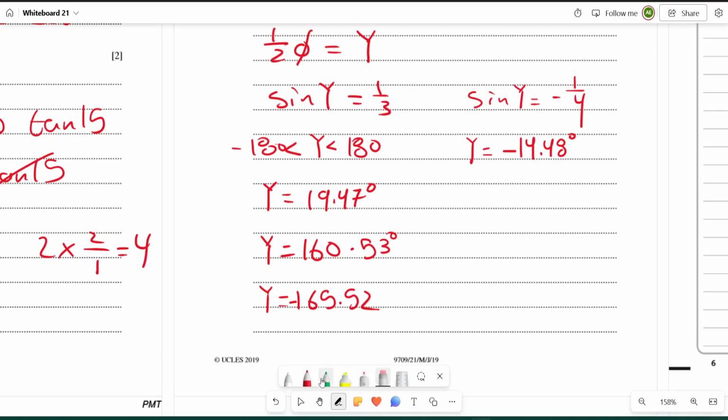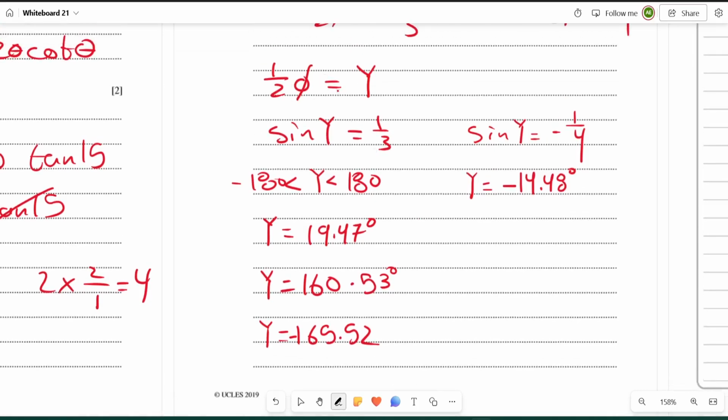Am I done? No, the question asks for the solution for theta, so we need to get, sorry, phi, it's not theta, this is phi. So phi is basically equal 2 times y. So here, if y is 19.47, phi is going to be 19.47 times 2, which is around 39 degrees. Here, phi is going to equal 160.53 times 2, which is 321 degrees. Here, phi is going to equal negative 165.52 times 2.